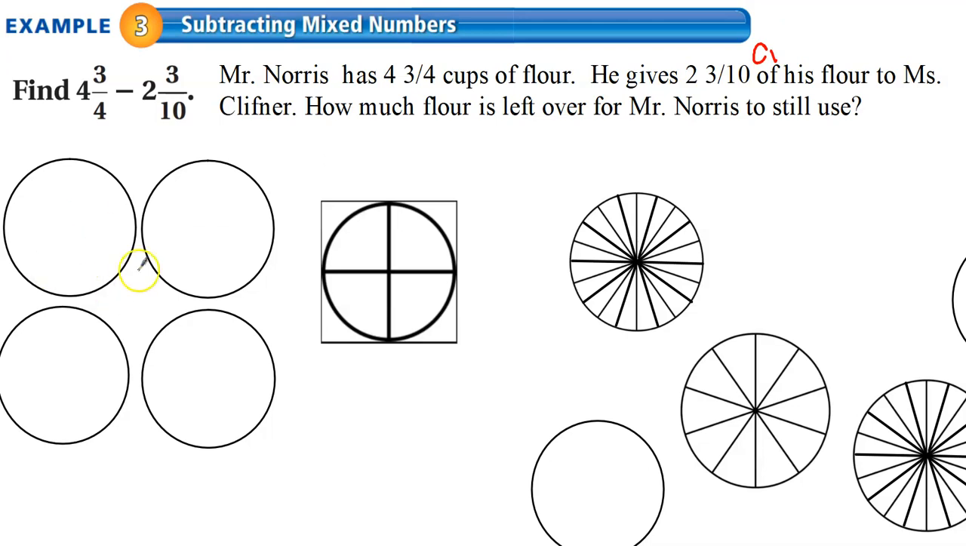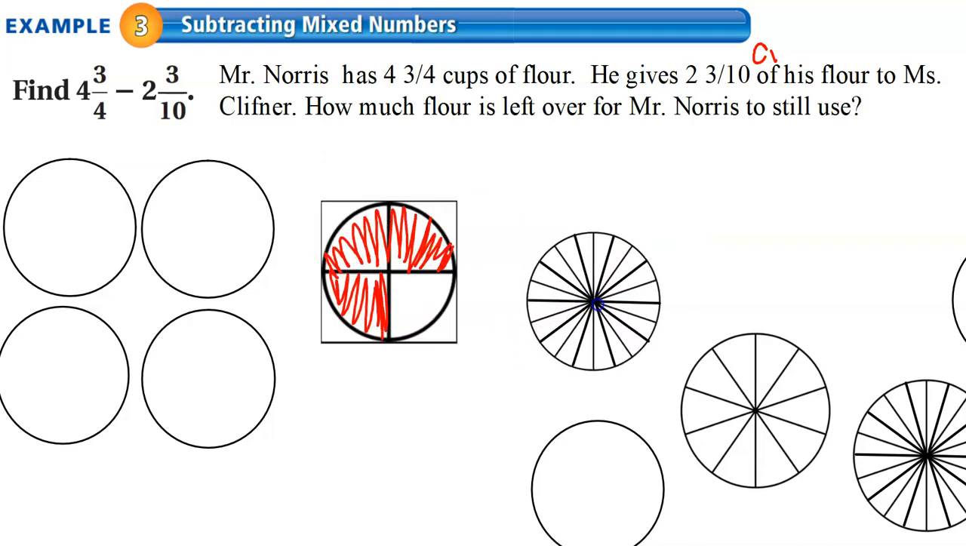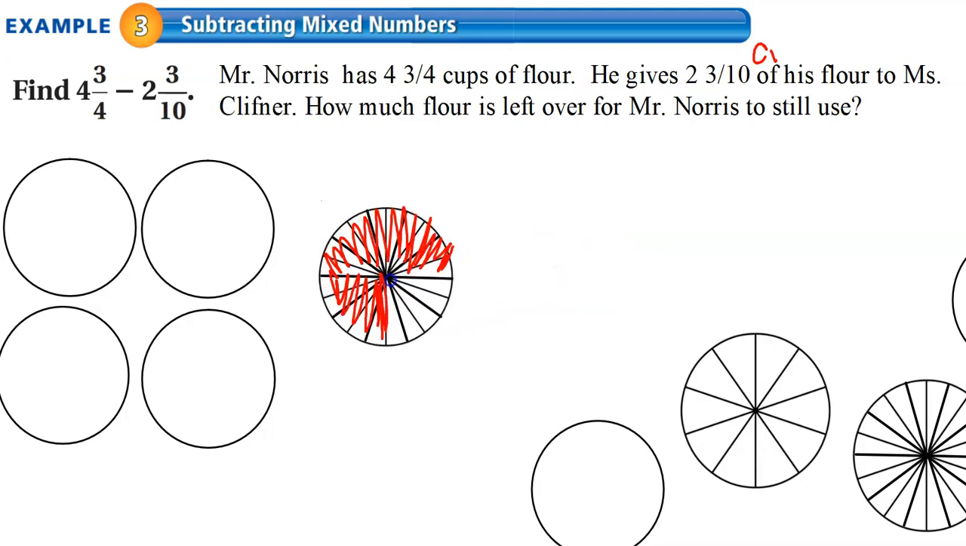So here's the 4 wholes, plus I'm going to show the 3/4, right? So I have 1, 2, 3/4. That circle was cut into fourths. And then I'm already showing you the size piece that we need, right? So I'm going to take this and put it on top. Oh, yeah, definitely smaller pieces, right? I'm always taking a larger fraction and cutting into smaller pieces.